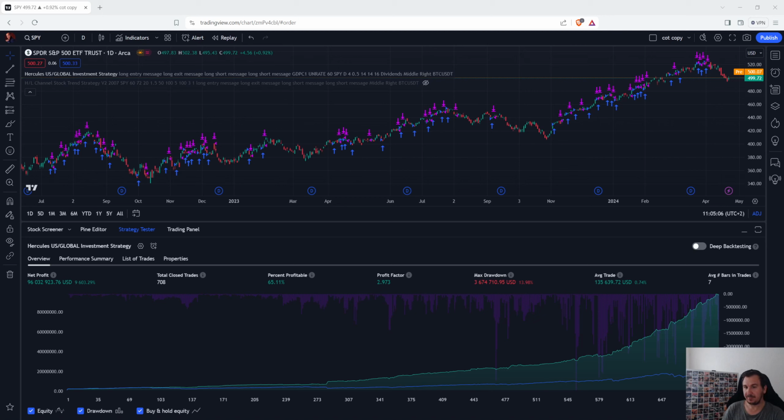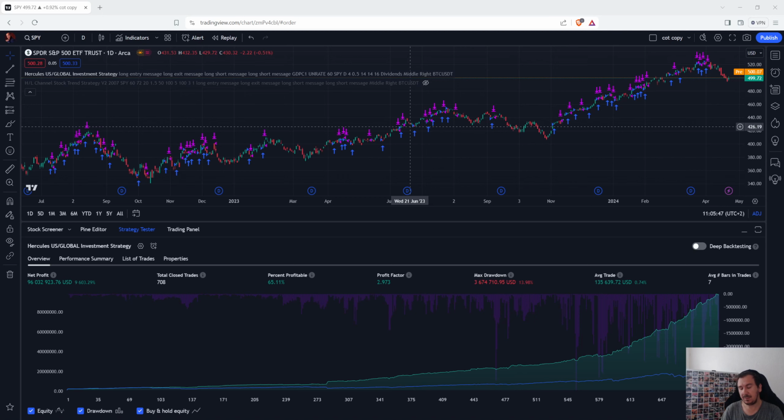So the strategy I'm going to present today is called Hercules US/Global Investment Strategy. As the name says, it's not suited for day trading, but you can use the main entry, and you can also scalp or day trade positions in the intraday sessions. But the automation it has inside is mainly built for an investment mentality. I would say it's quite complex, and it has a lot of analysis inside of it. So let's go slowly into it.